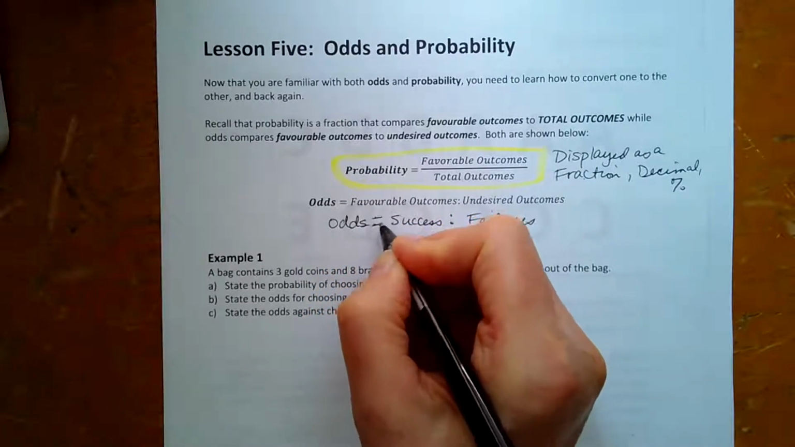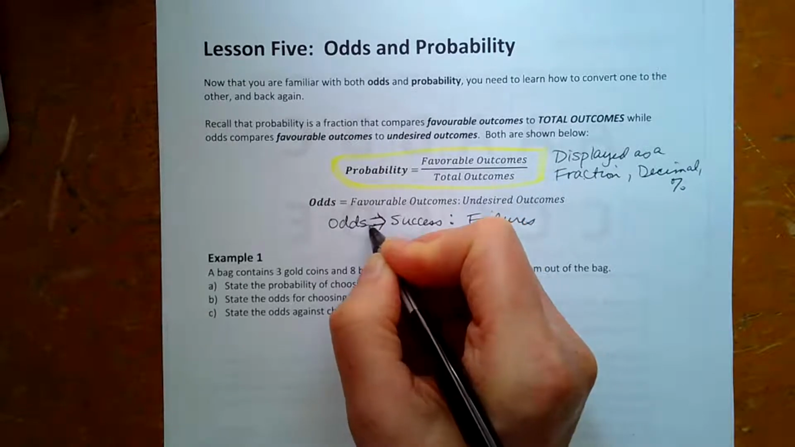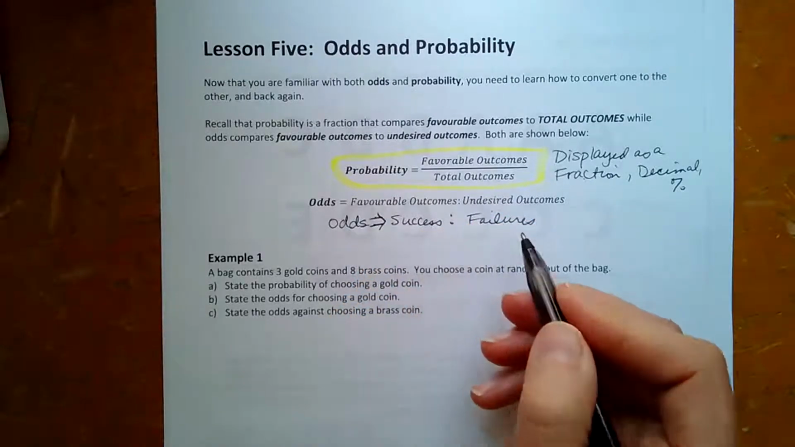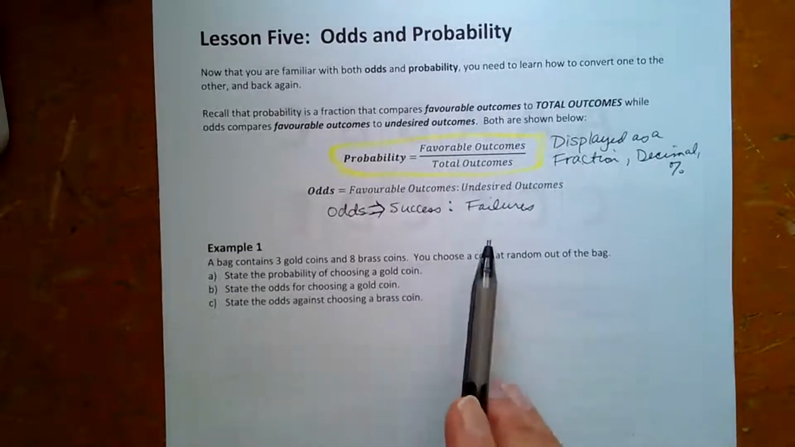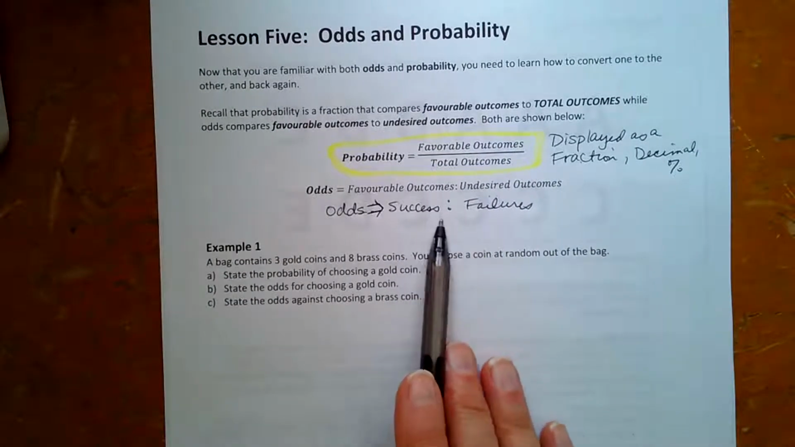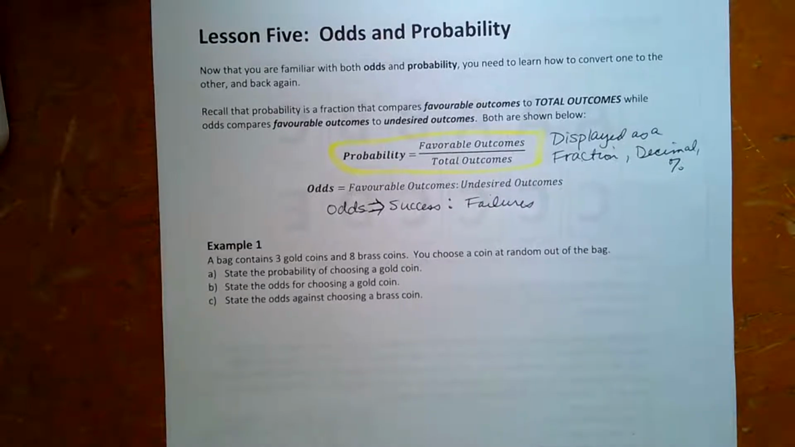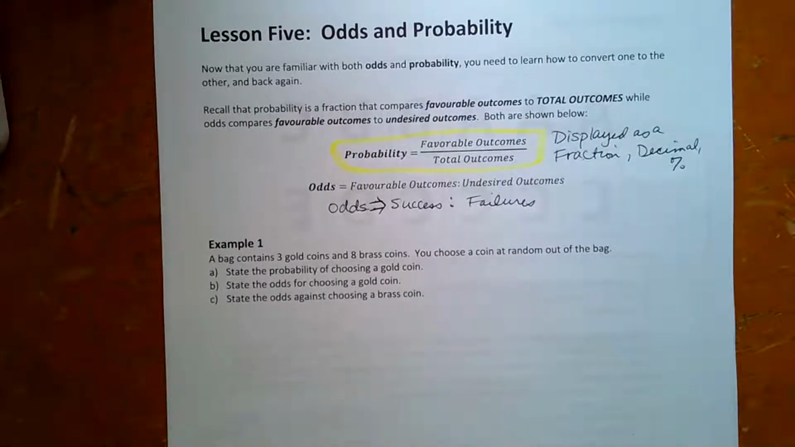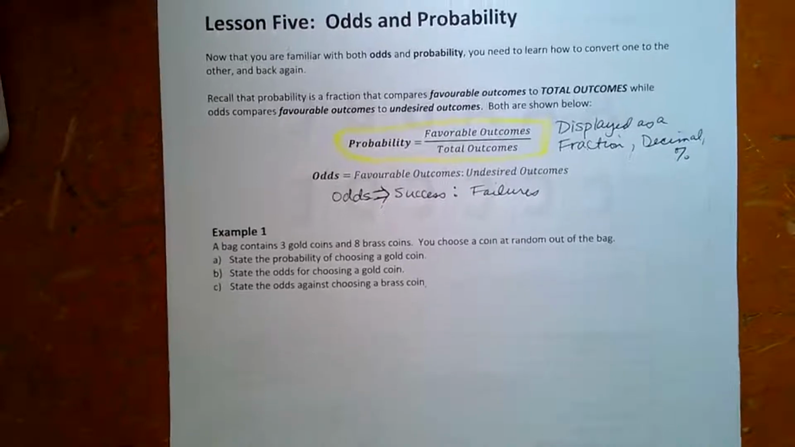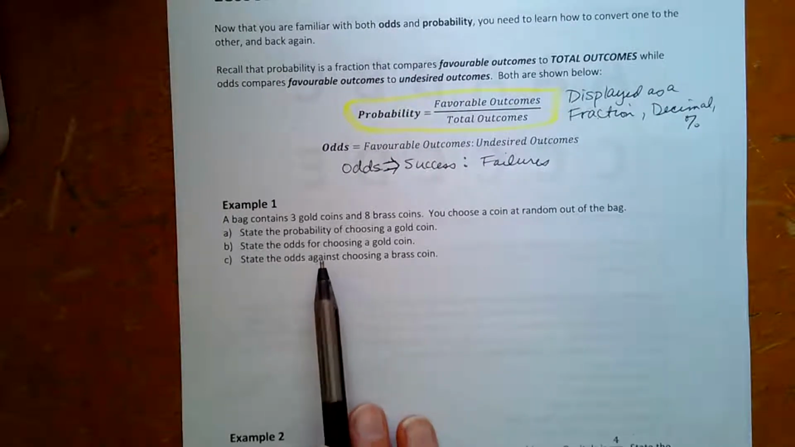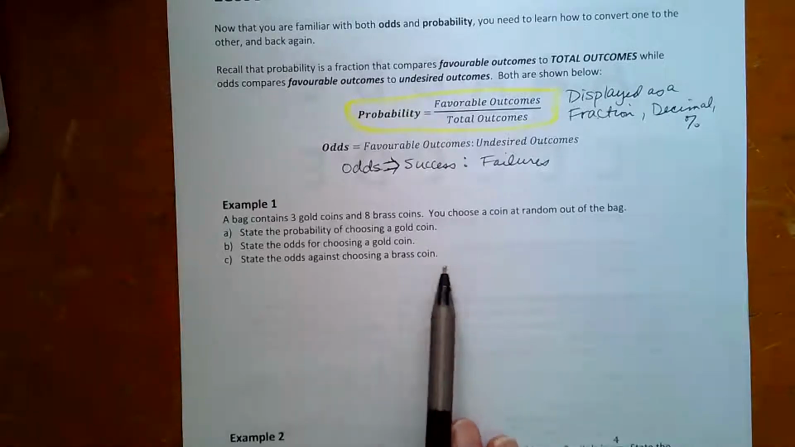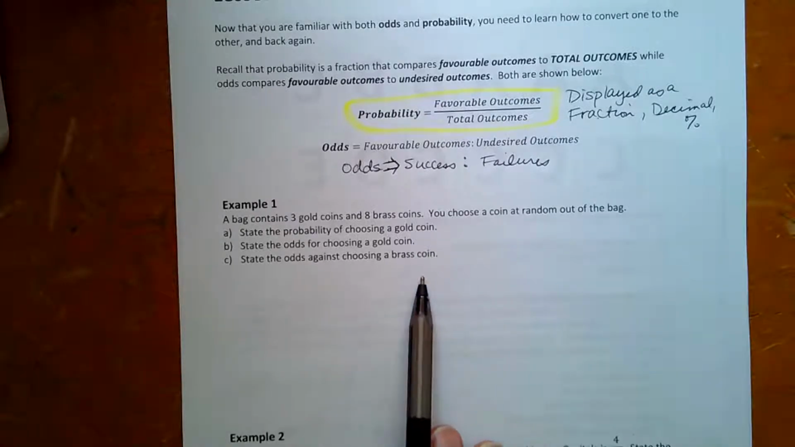Odds are successes compared to failures. You're just comparing the two possible outcomes, basically. You're taking the outcomes and dividing them into two parts. Okay, so today we're just going to move back and forth between the two methods of presentation. We're going to change probability to odds, or odds to probability.